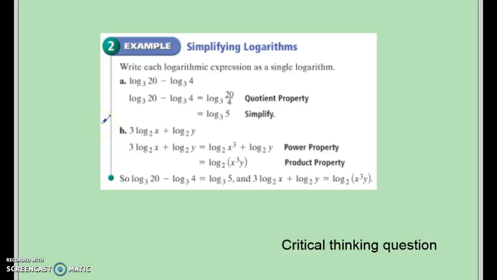For part B, I have 3 log base 2 of x plus log base 2 of y. I can't really do anything yet because I have this 3 out front. But by my power property, I can turn that 3 into an exponent that goes with my x. Now I'm adding these two together, and adding leads me to my product property, so I can write them as the product. So now I have log base 2 of x cubed y.